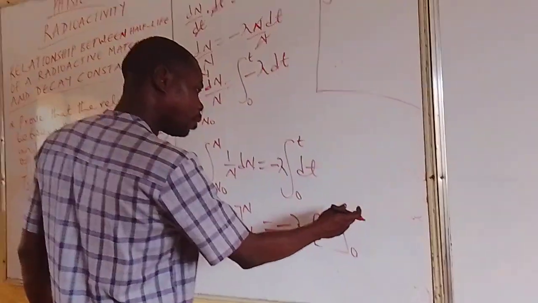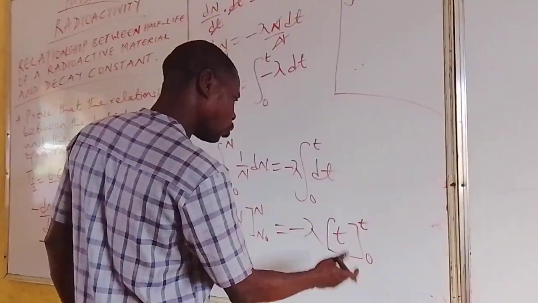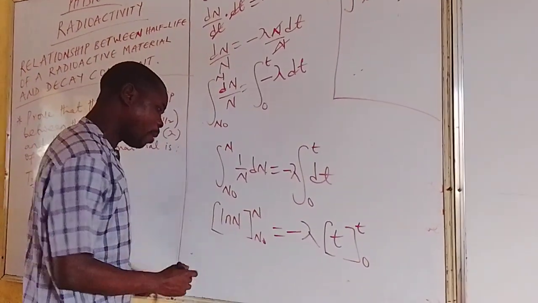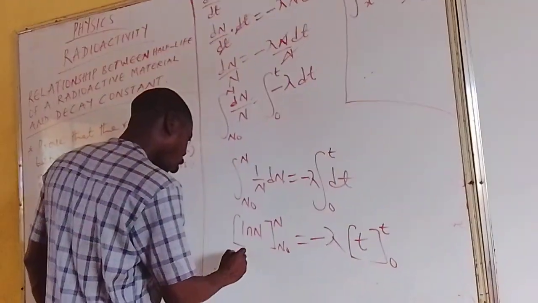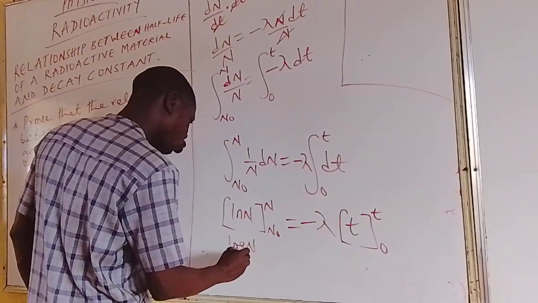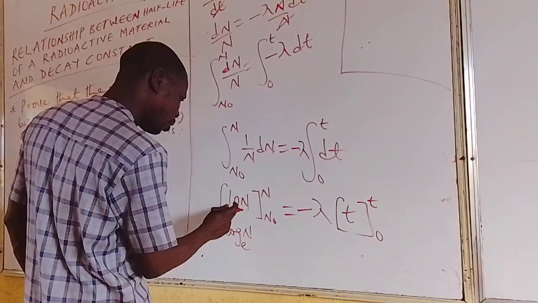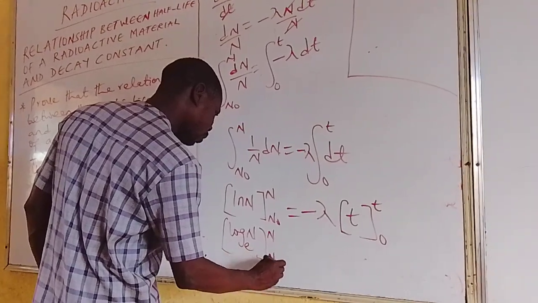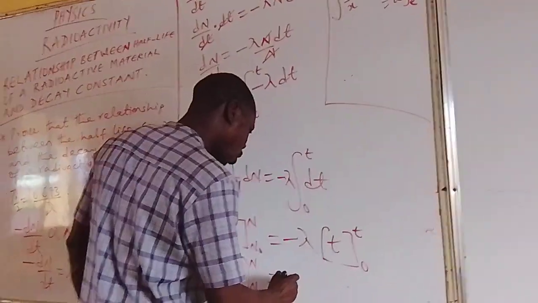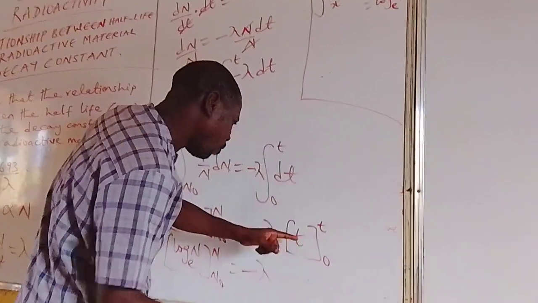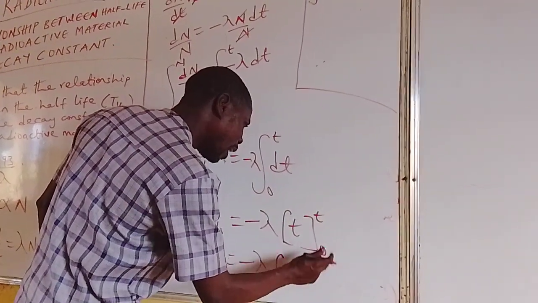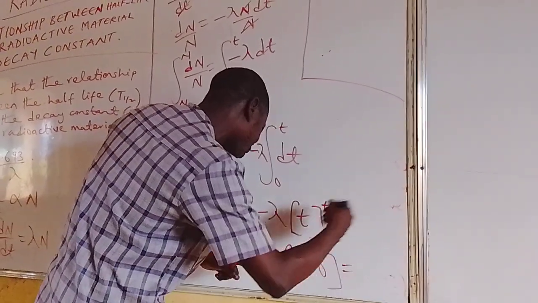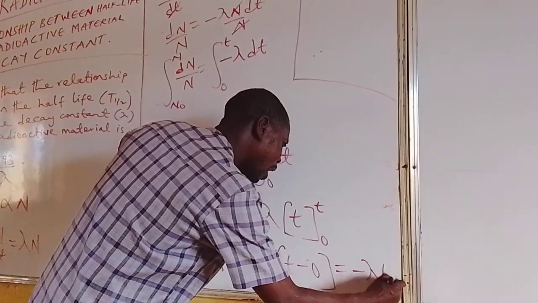So I'm going to do the same thing. I will substitute the upper limit, get my result, substitute the lower limit, and subtract the two results. So the left can be written as log n to base e, that is ln n, the natural logarithm of n, evaluated from n naught. Then it is equal to minus lambda. When I substitute t for t, I have t. When I substitute 0 for t, I have 0. So at the end of the day, on the right hand side, I have minus lambda t.